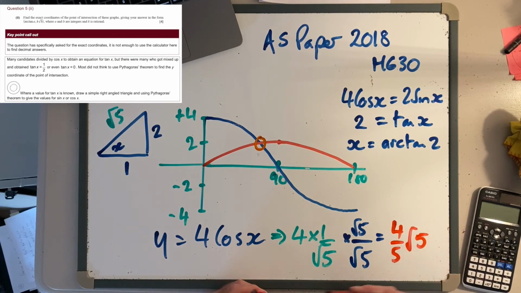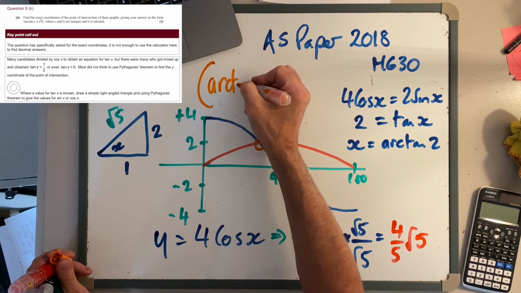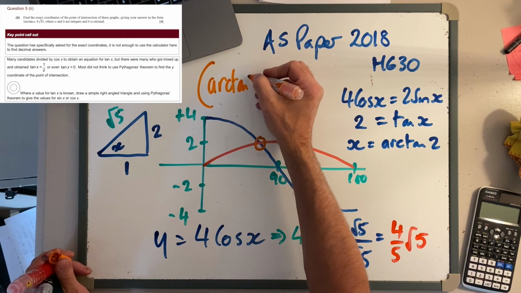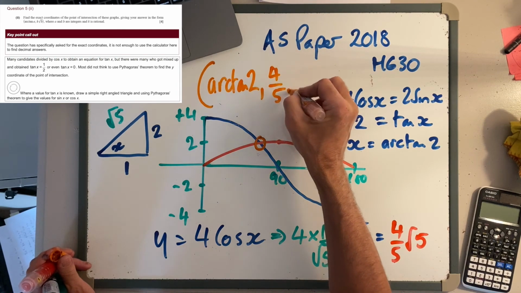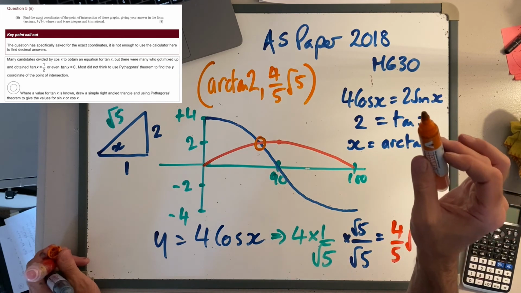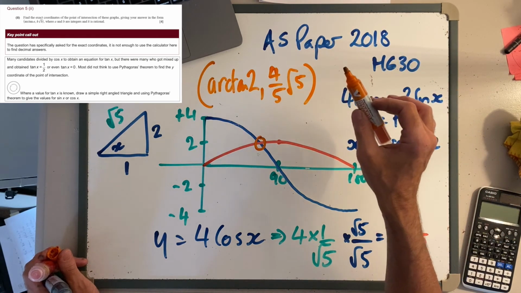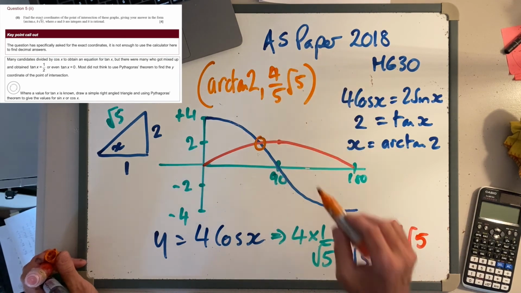So my coordinate points, again, don't forget, always leave your coordinates as they want it. That's the question. So you say it's arc tan 2, comma 4 over 5 root 5. And that is good because it says here k root b, b is that integer, k is rational, and that is rational. That wouldn't have been.